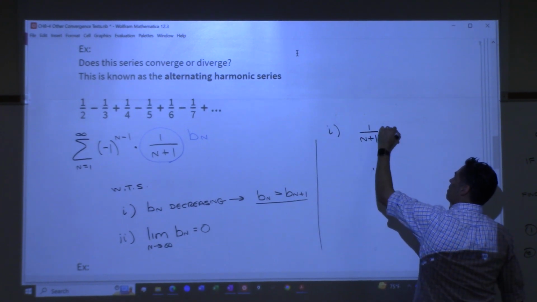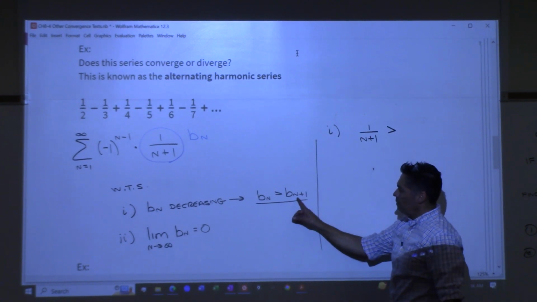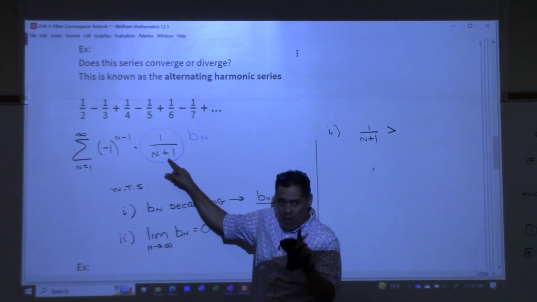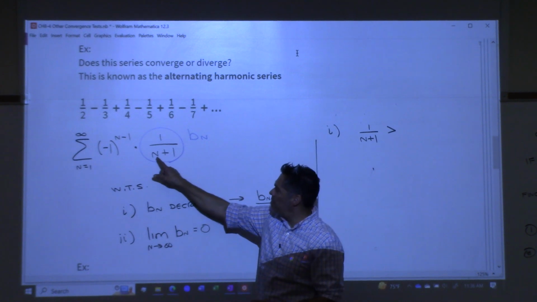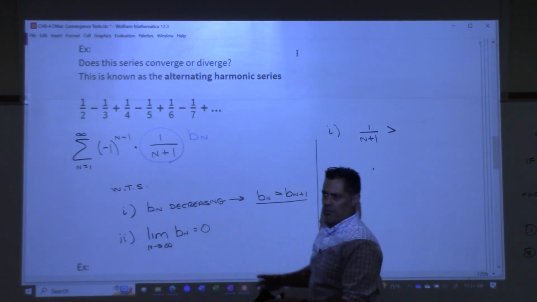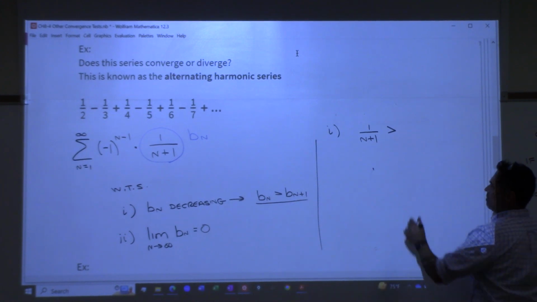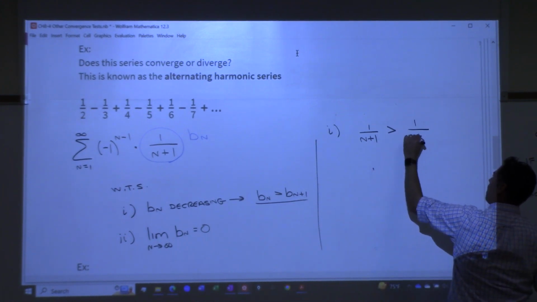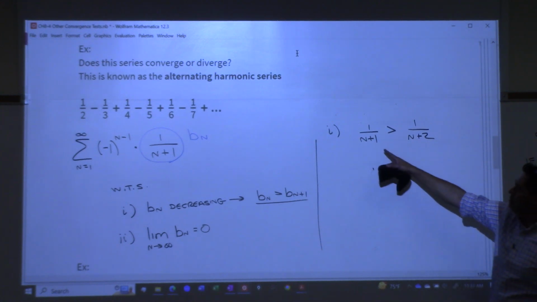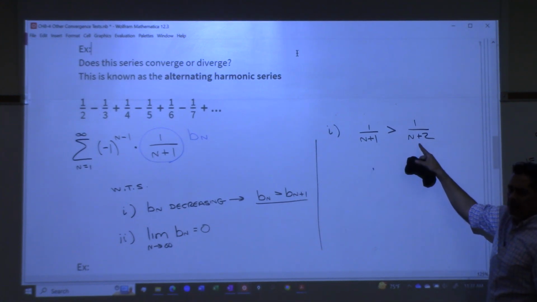I need to show that that's bigger than what? B sub n plus 1, which is this formula here with n plus 1 plugged in for n. So what happens if I replace n right here with n plus 1? 1 over n plus 2, right? 1 over n plus 1 plus 1. So 1 over n plus 2. That's B sub n. That's B sub n plus 1.